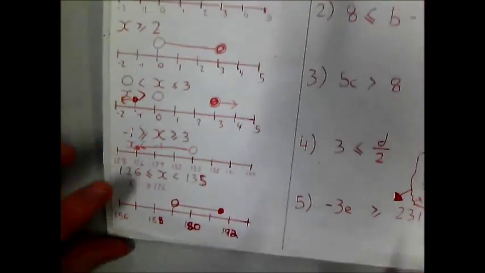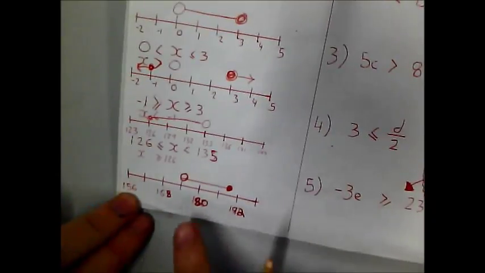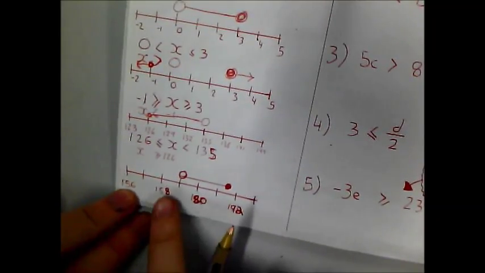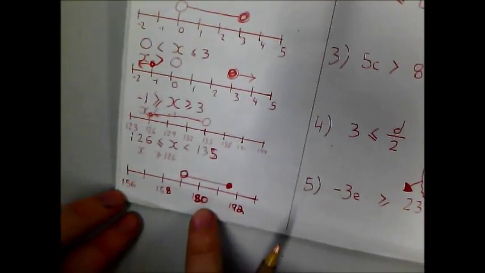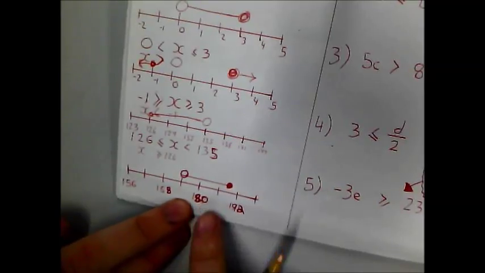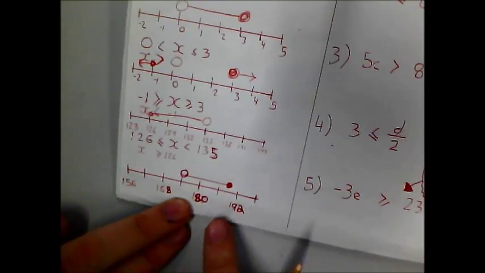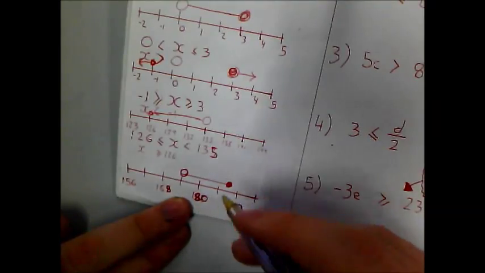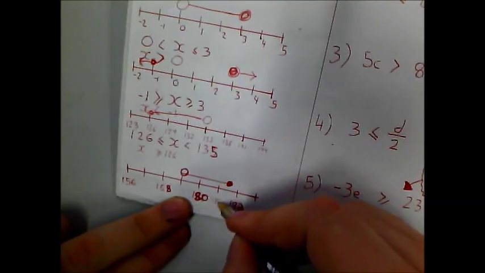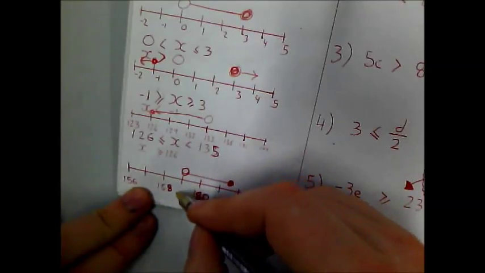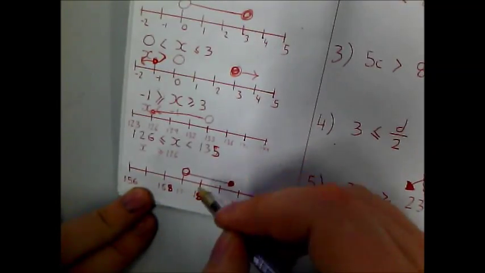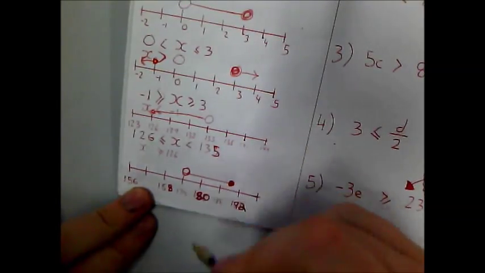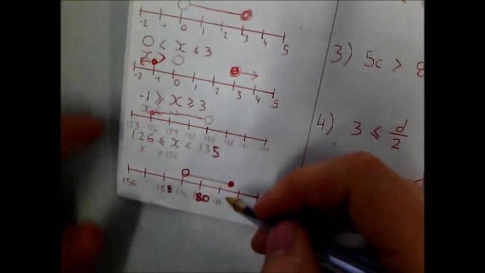Okay, now the final question, I need to write what this inequality means. So here, I need to look, what is this going up in? To go from 180 to 192, that's a difference of 12. So clearly, this is going up in 6s. So that's 186. This is 174.